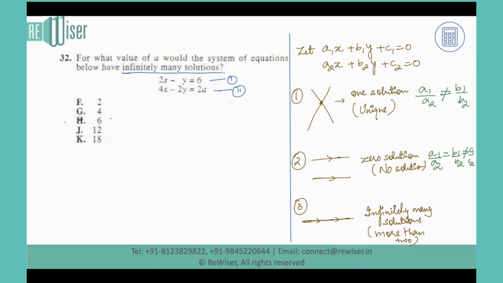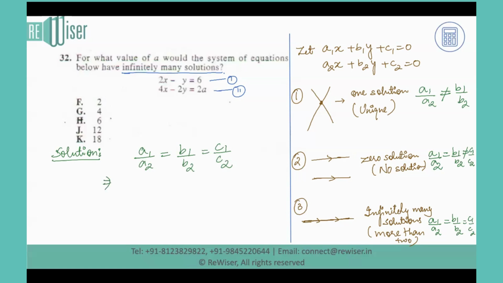And for coincident lines, the condition would be a1 over a2 equals b1 over b2, which equals c1 over c2. So all three ratios are going to be equal. Now this is the condition which has been asked in the question here. So I am going to write that we have found the condition for infinitely many solutions as a1 over a2 should equal b1 over b2, which should equal c1 over c2.